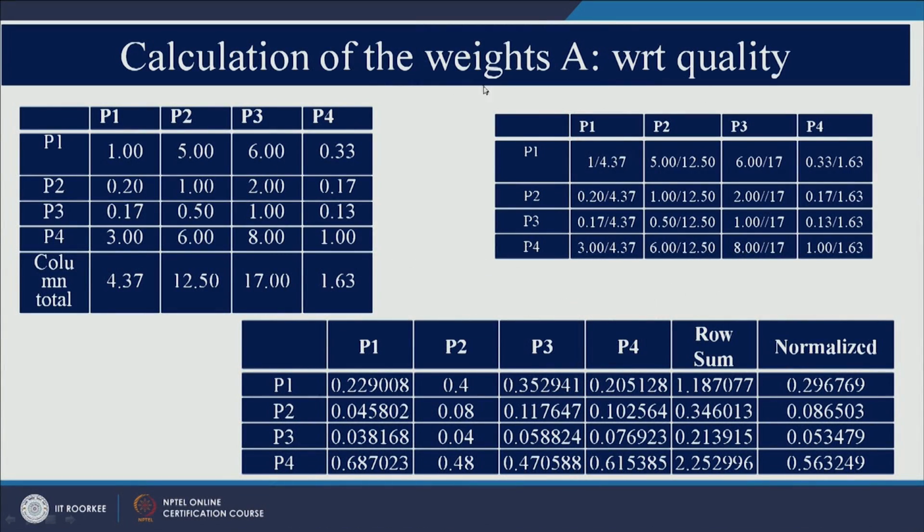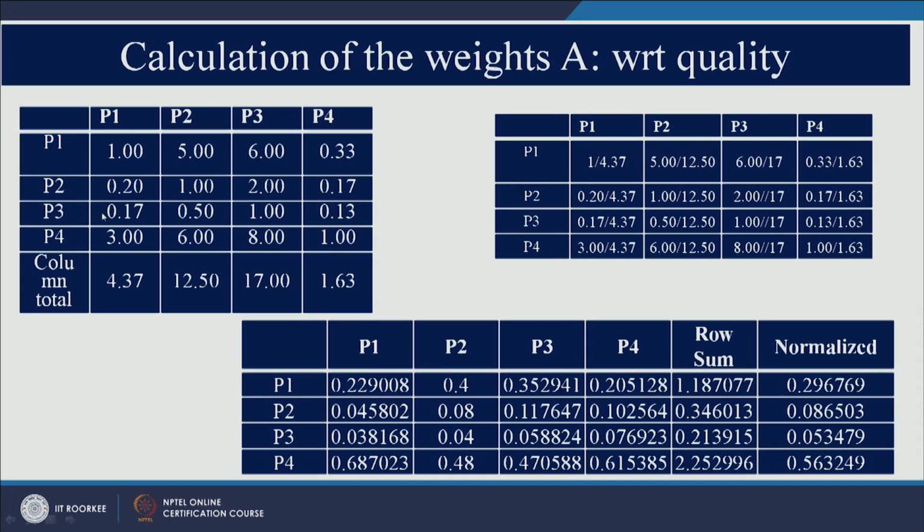So, let us find out the weightage for quality criterion, and this comparison is amongst projects, right. So, this is what was your initial data: 1, 5, 6, 1 by 3. Here I have just divided 1 by 3 and taken this value as 0.33, right. So, you can also do such type of calculation.